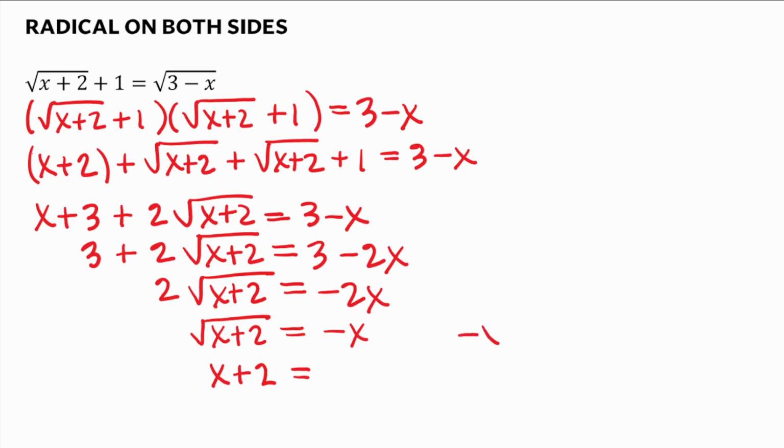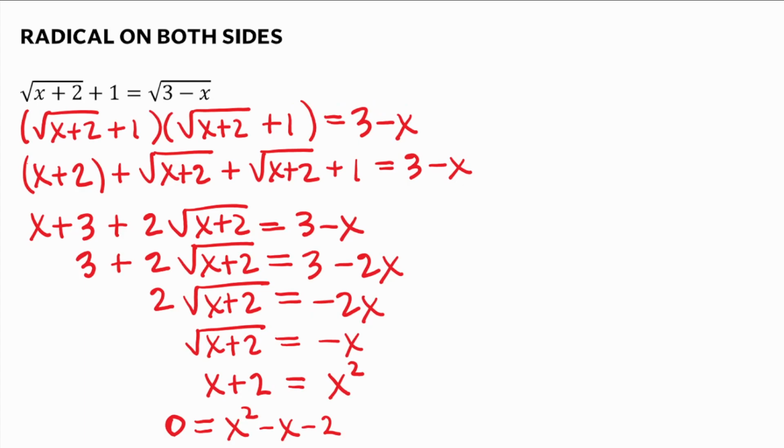Now if I take the square of negative x, just reminding you what you already know, I'm going to have 2 negatives and 2 x's, and we know negative times negative is a positive, so this is equal to positive x squared. And then kind of like the first example I solved, I've got a quadratic equation. It's got an x squared and an x in it, so I'm going to need to set this equal to 0, factor, and solve that way.